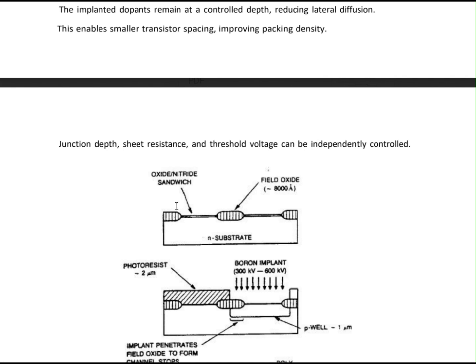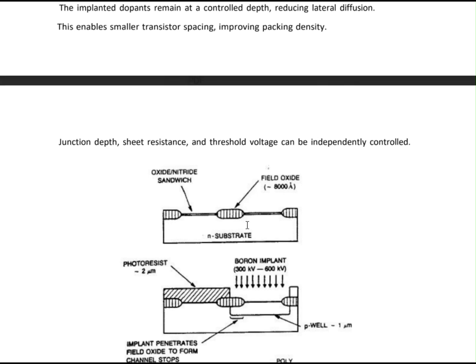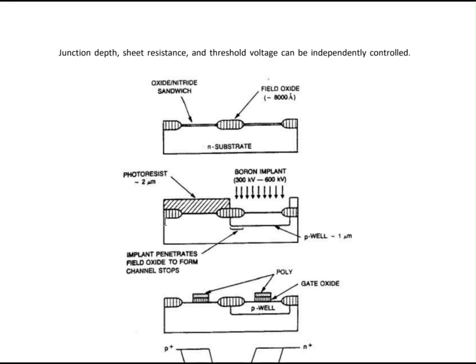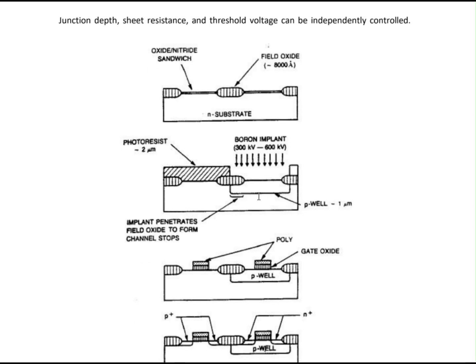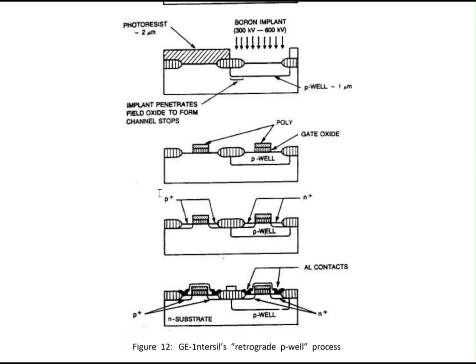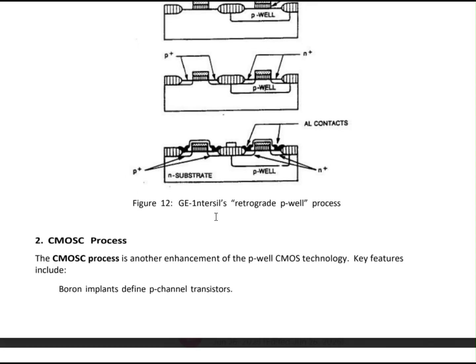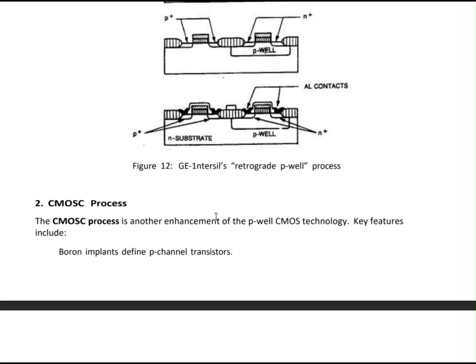So this is the oxide or nitride sandwich, and this is the field oxide along with the N substrate. After you deposit the photoresist layer, boron implantation is done. The implant penetrates the field oxide to form the channel, and after this the P-well is formed. Next, the polysilicon layer as well as the gate oxide layer is deposited, finally forming the aluminum contacts. So this is the upgradation of the P-well process, that is the retrograde P-well process.